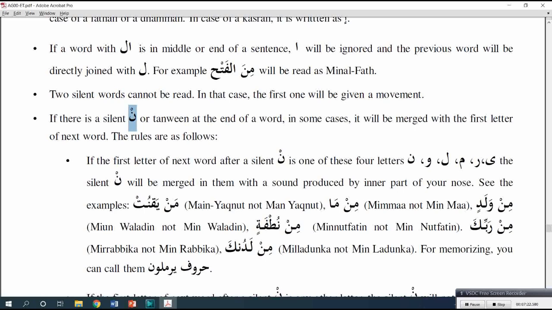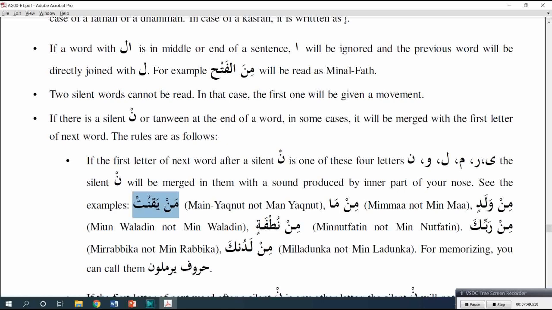You can see the example like this word. These two words, one is man, the other is yaqnut, but when you merge it, it will become may yaqnut. So this is the style, may yaqnut.